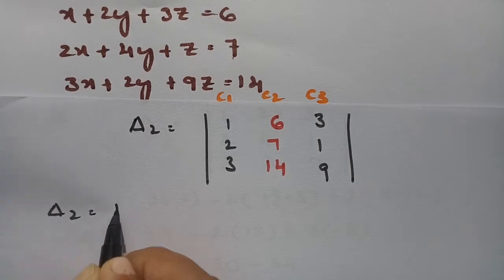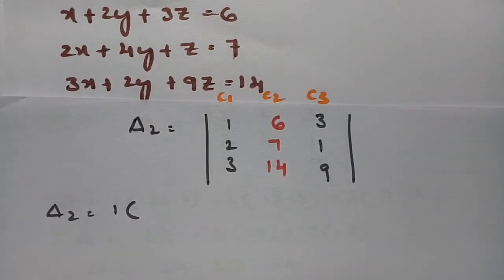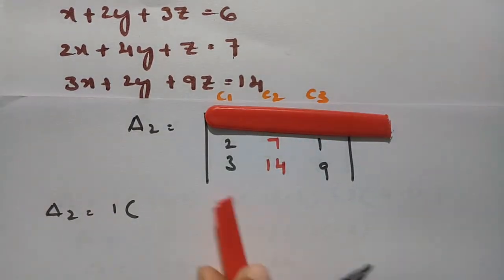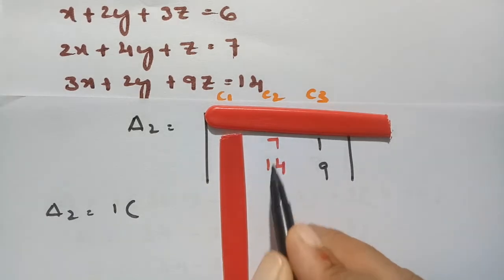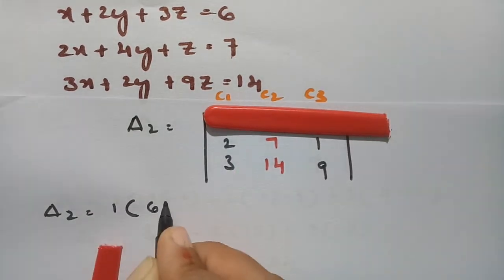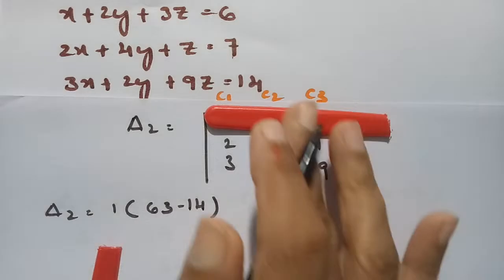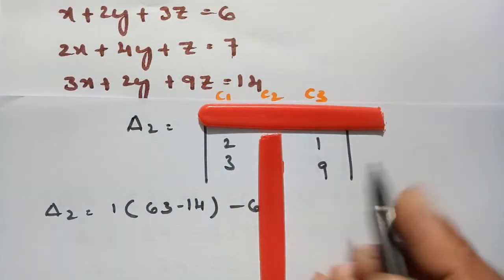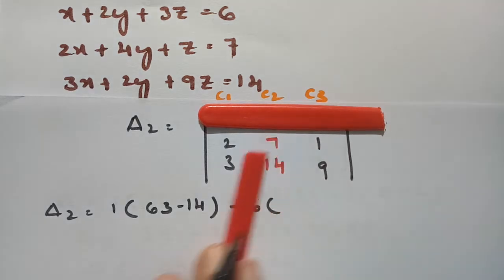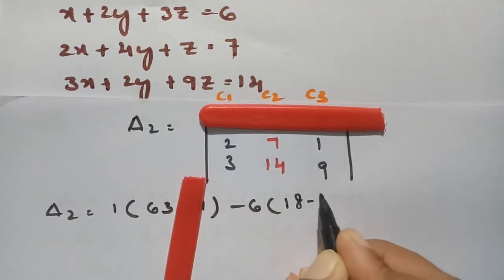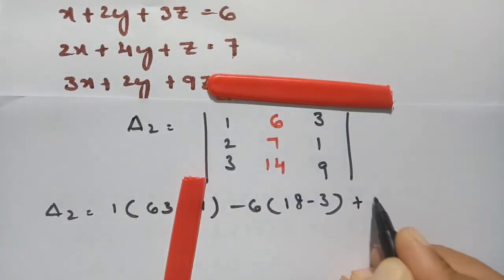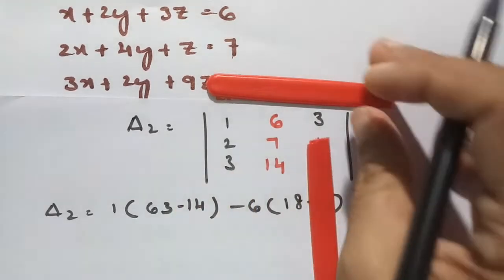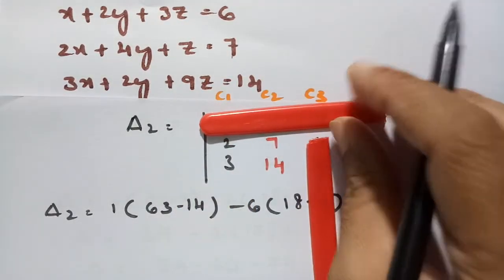So delta 2 is equal to 1 times, if I close this row and column, 63 minus 14, and this value is minus 6 times, if I close this row and column, 18 minus 3, and this is plus 3 times, if I close this row and column, 28 minus 21.